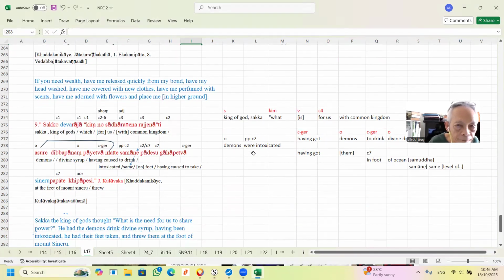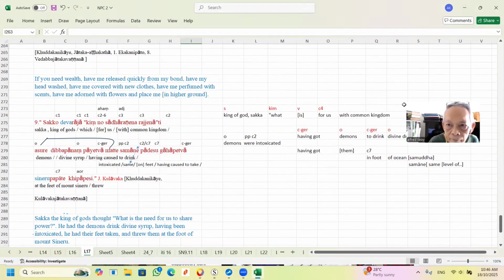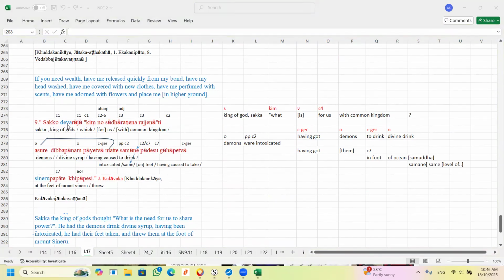Number 9. Can you see Sako Devanam Raja? This is a compound. Okay, can you see the word Sadara Nena Rajena? It's the same. This should be a short A, because of the Sandhi. And then Asure, Dipanang.